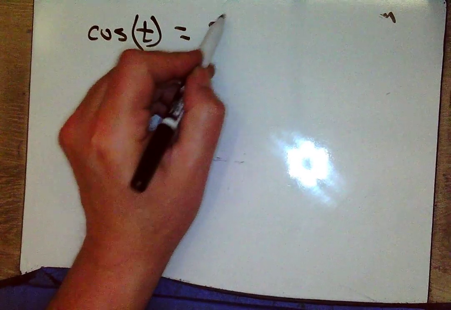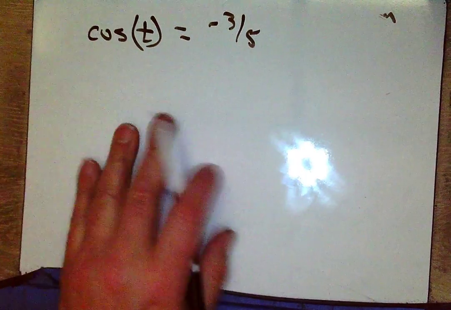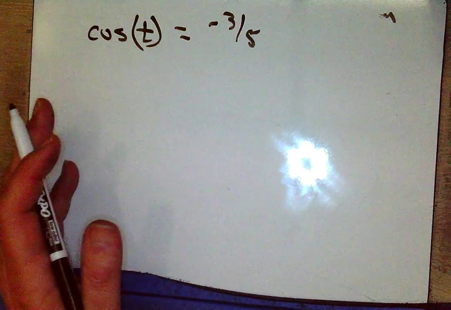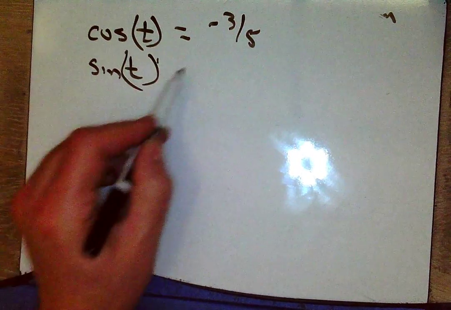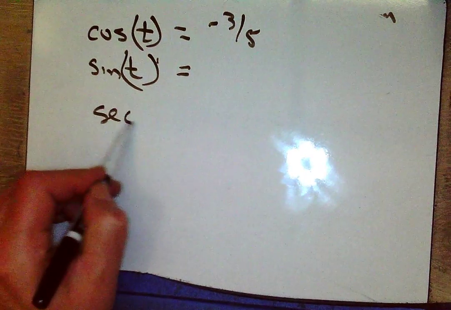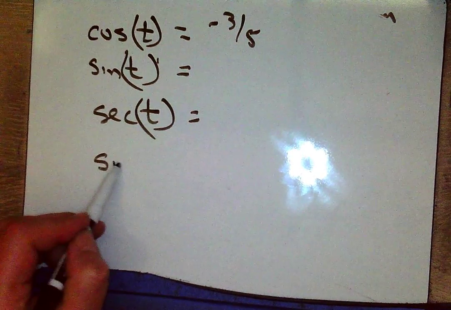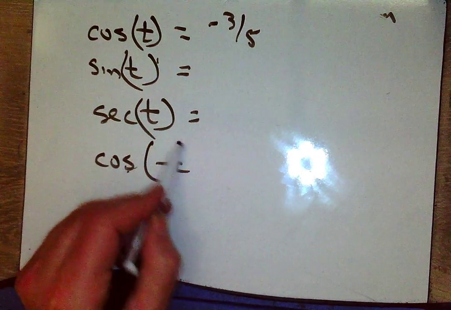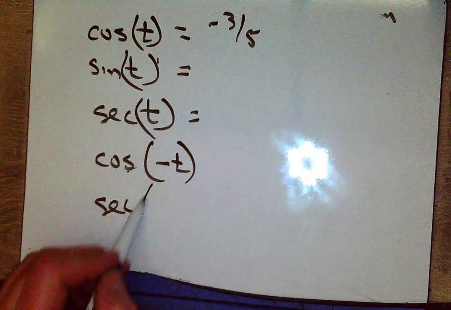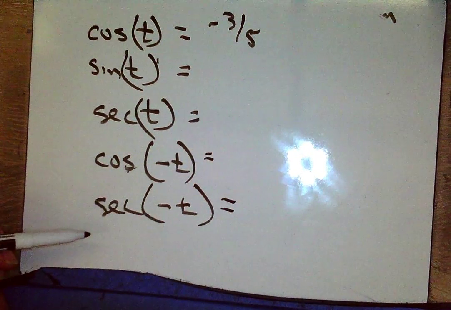So suppose they tell me that the cosine of t is negative 3 over 5. Okay? They've given me cosine of t. And then they ask me, what's the sine of t? What's the secant of t? What's the cosine of negative t? And even the secant of negative t. So how am I supposed to know these things?